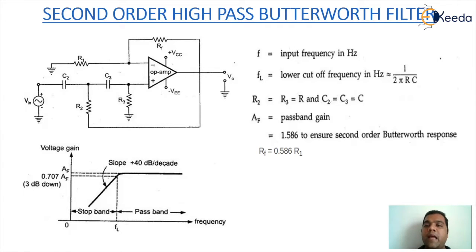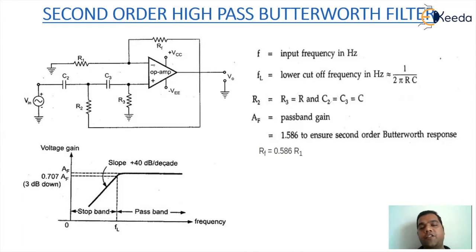The value will be approximately equal to 1 by 2 pi RC, because we are going to assume R2 equal to R3 equal to R and C2 equal to C3 equal to C. And the value of AF, which is the pass band gain, will again be 1.586, which is the similar gain that we have seen in the second order low pass filter. So automatically RF will become 0.586 times R1.